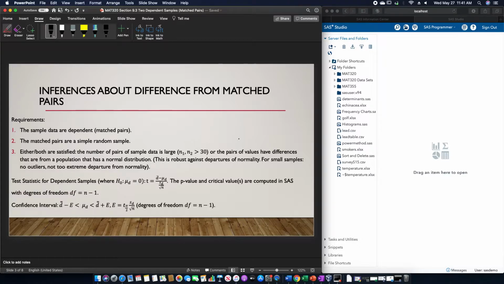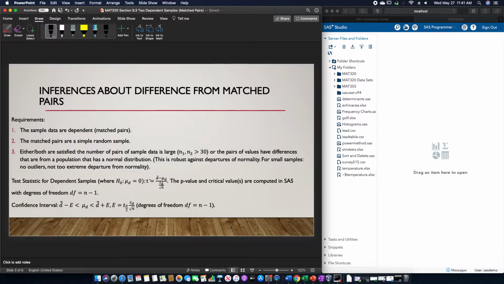Again, this uses the t distribution, so this is robust against departures from normality for small samples. If it has no outliers and is not too extreme a departure from normality, we could still use this. The test statistic for dependent samples, where the null hypothesis is that the mean of the differences is equal to 0.